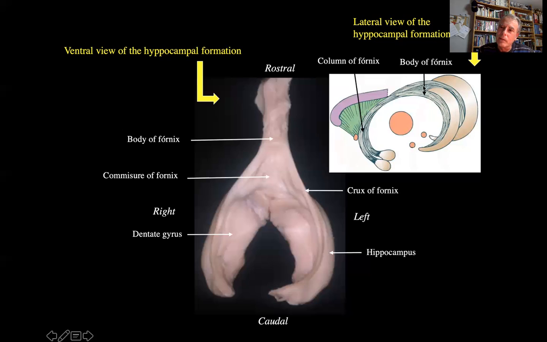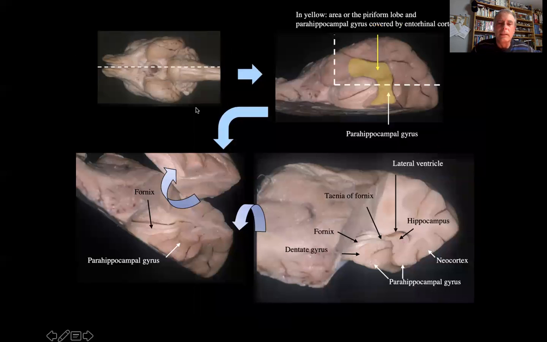Right, this is wrong. The body of fornix should be located here, not here. This is not the body of fornix. All right. So let's understand that.